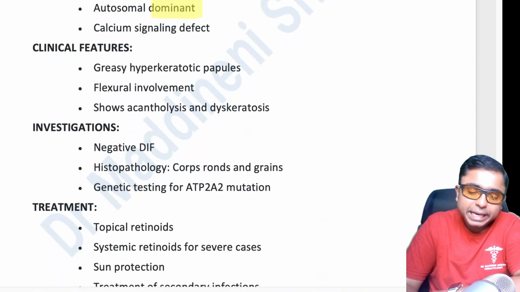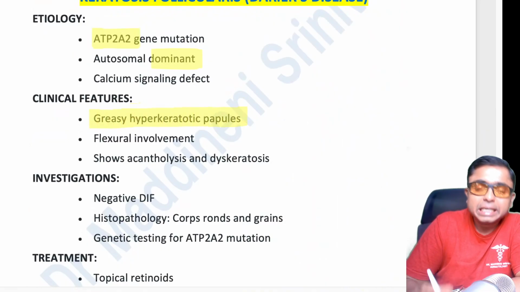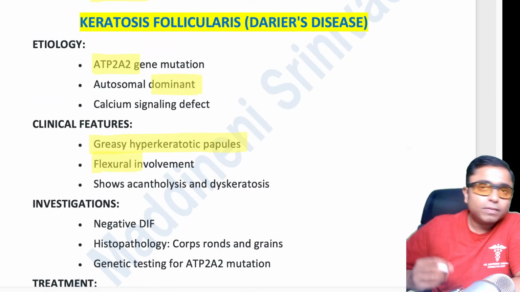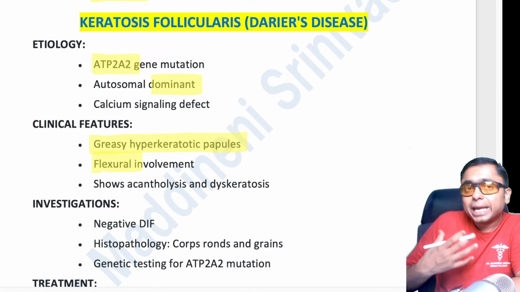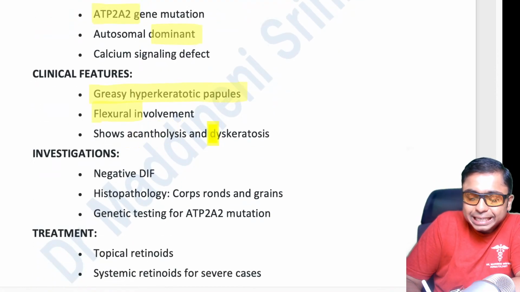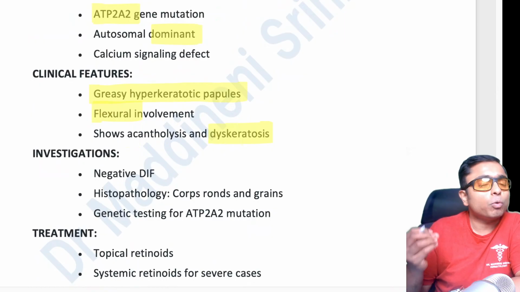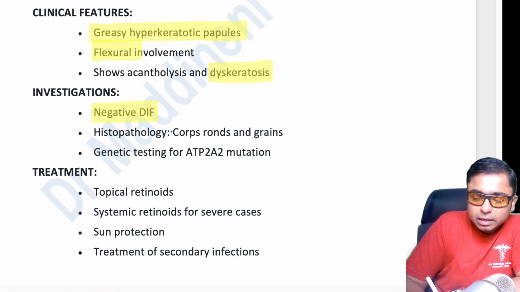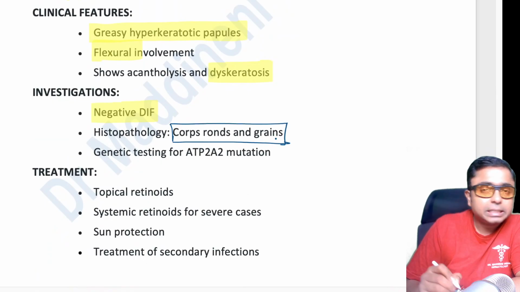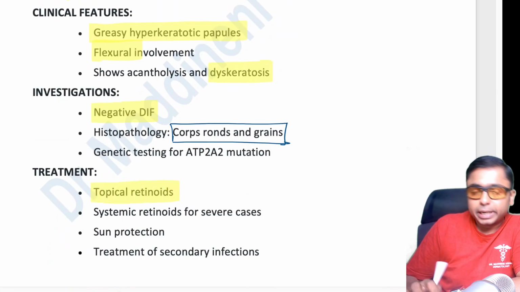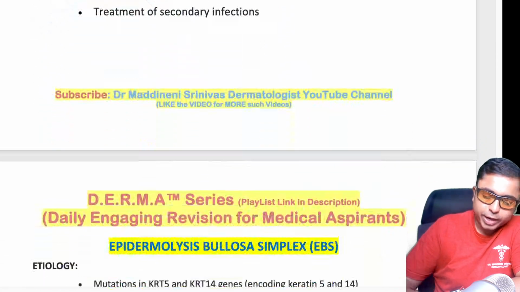Here the patients of Darier disease are going to mainly have greasy, hyperkeratotic papules. Again the sites are going to be flexural areas, and also remember the seborrheic areas are mainly involved. It is also going to show acantholysis, but dyskeratosis is very, very important, more than acantholysis. It is a genetic condition, negative DIF. Histopathology is going to show characteristic findings called corps ronds and grains. Of course, the treatment is going to be with topical retinoids. Systemic retinoids also can be tried.